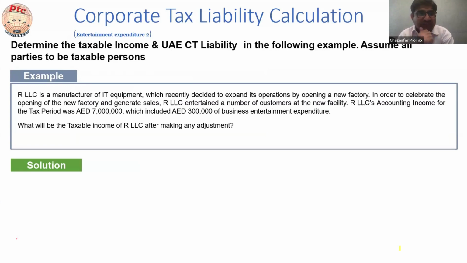Guys, please focus on that. Again, here today, what we are learning is determining the taxable income. This part we are learning, and UAE city liability. Here, the assumption already mentioned is that all the parties are taxable.